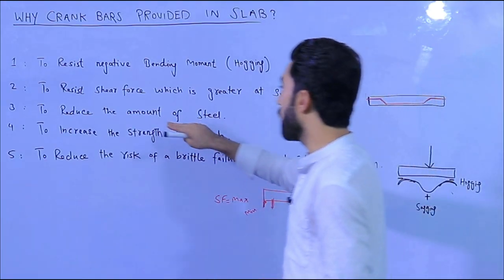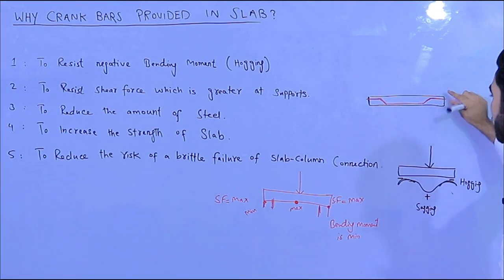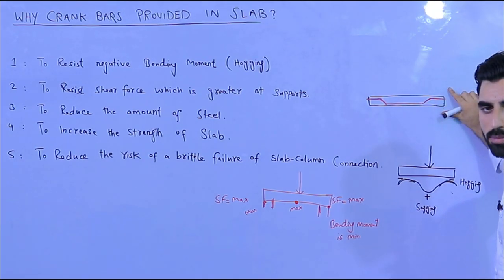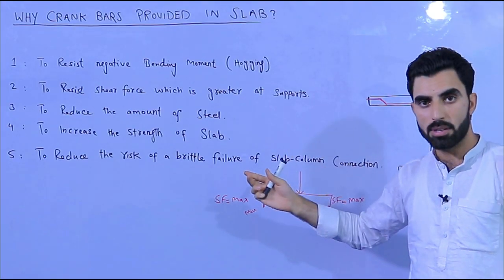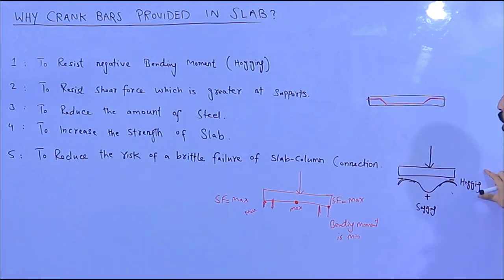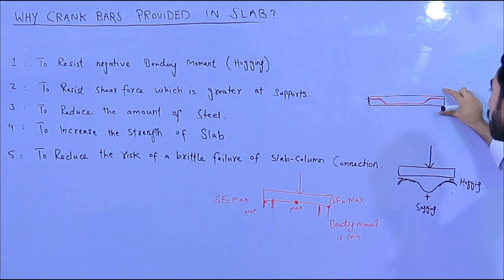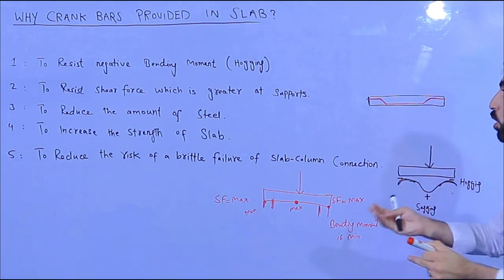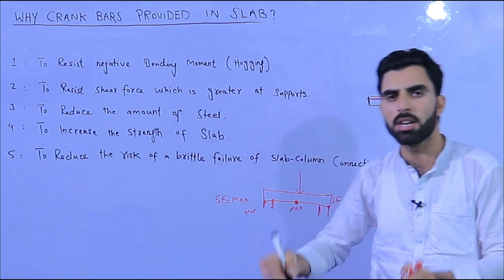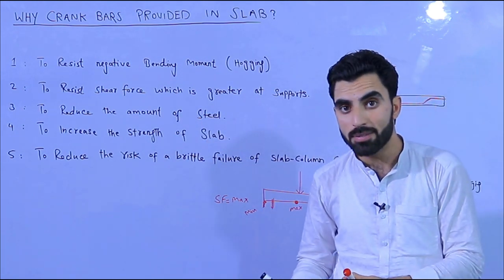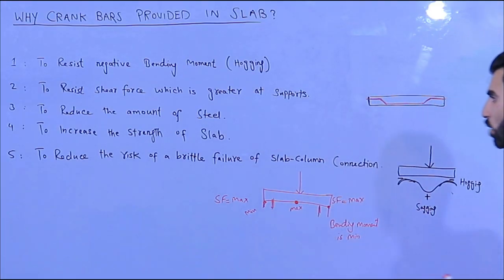Third point, to reduce amount of steel bar. Guys, to avoid the shear force, okay, because shear force is maximum, if it's making problem, or it's making hogging due to negative bending moment, there we would have to use more amount of steel bar near its support. So we don't provide more amount of steel, to reduce the amount of steel bar. So for that reason, the main bars should be bent up near its support or cranked near its support. This is the other point. Okay.